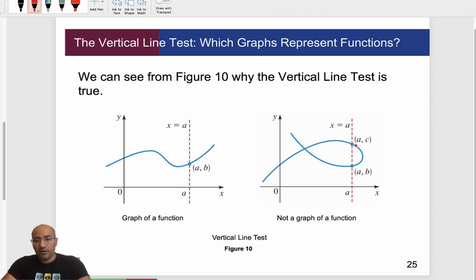On the other hand, if the curve does something like this here, and as you sweep this line back and forth, you notice that it touches at more than one place at the same time, for example here, then we can say that it fails the vertical line test and that this curve is not the graph of a function. Why is that? Well, remember that in order for a relationship between an input and output variable to qualify as a function, it must be true that each input gives you one unique output. Right, we saw that yesterday.